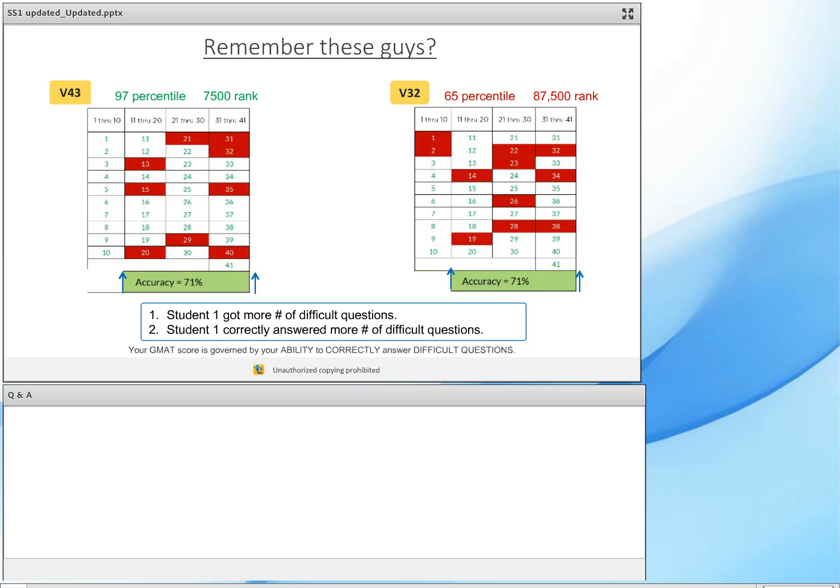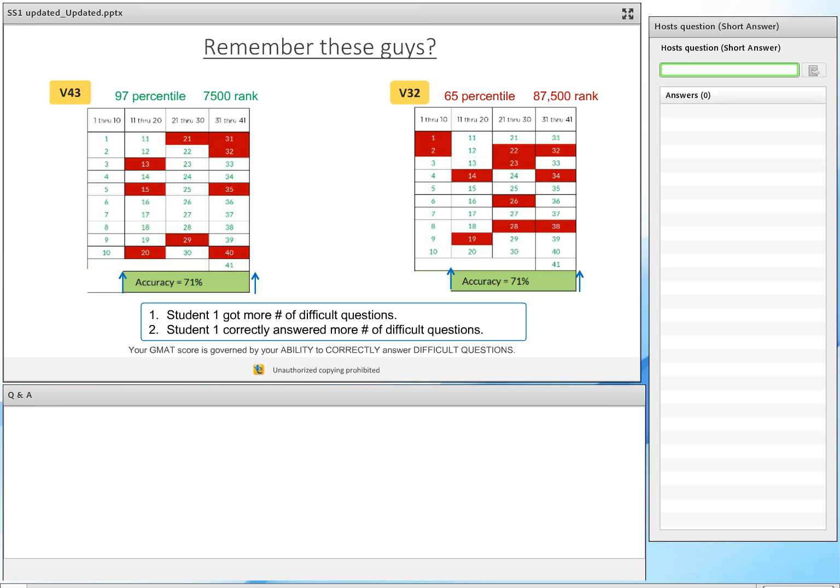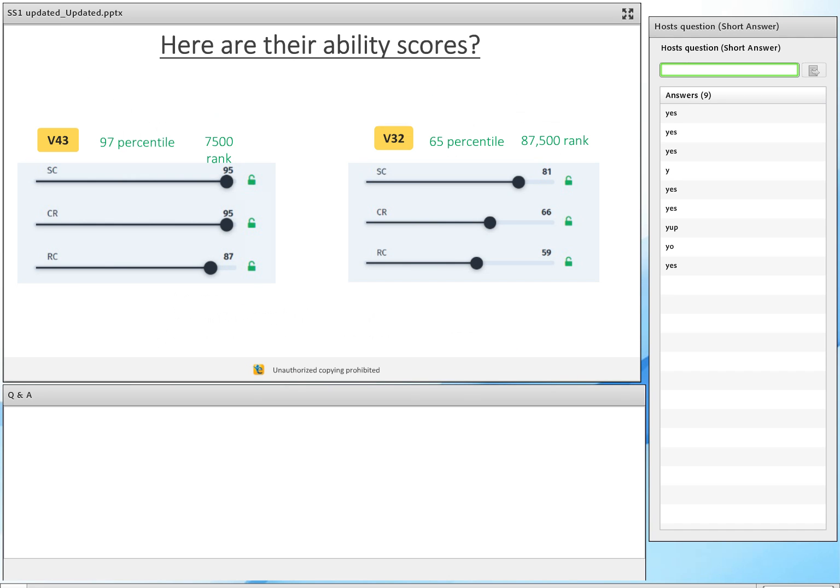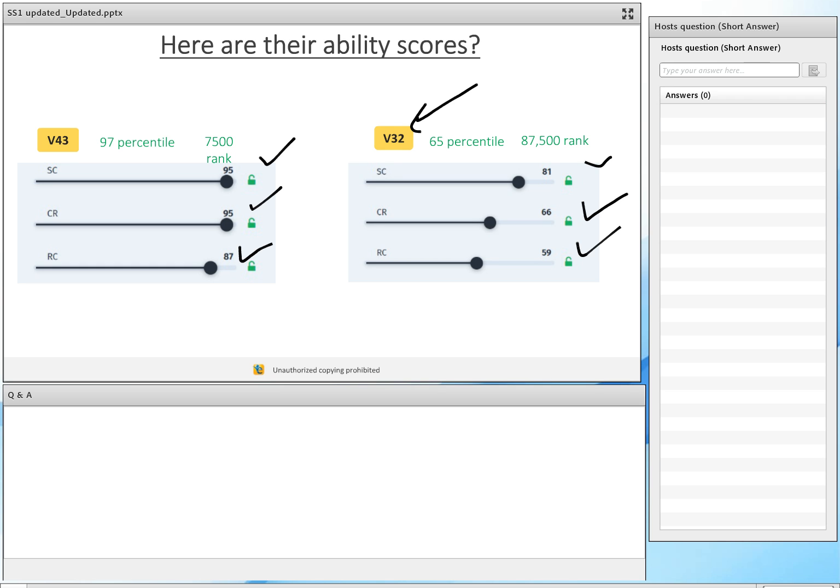Now, do you remember these guys over here where the difference in accuracy was just 2 questions? Now you looked at these two students through the lens of accuracy. How the GMAT looks at them is through the lens of ability. And the V43 guy had these ability scores that you see over here, whereas the V32 guy has these ability scores. And when you look at them through the lens of ability, can you see that these students look very, very different? They're very different now, right? A 95th percentile in CR is very different from a 66th percentile in CR, or an 87th percentile in RC is very different from a 59th percentile in RC. So that's what the GMAT measures.